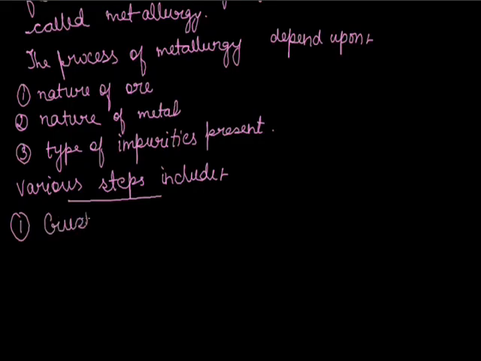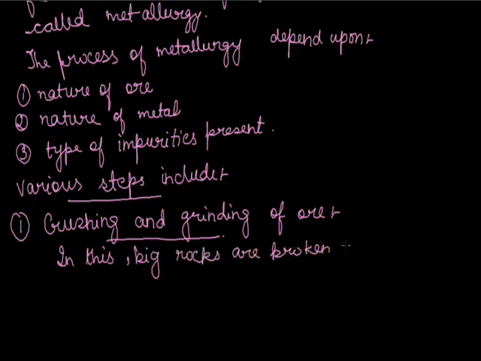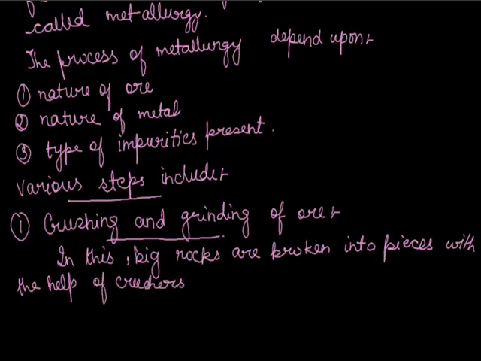First is crushing and grinding. Most of the ores occur as big rocks in nature. They are broken into small pieces with the help of crushers. These pieces are then reduced to powder with the help of a ball mill or stamp mill.